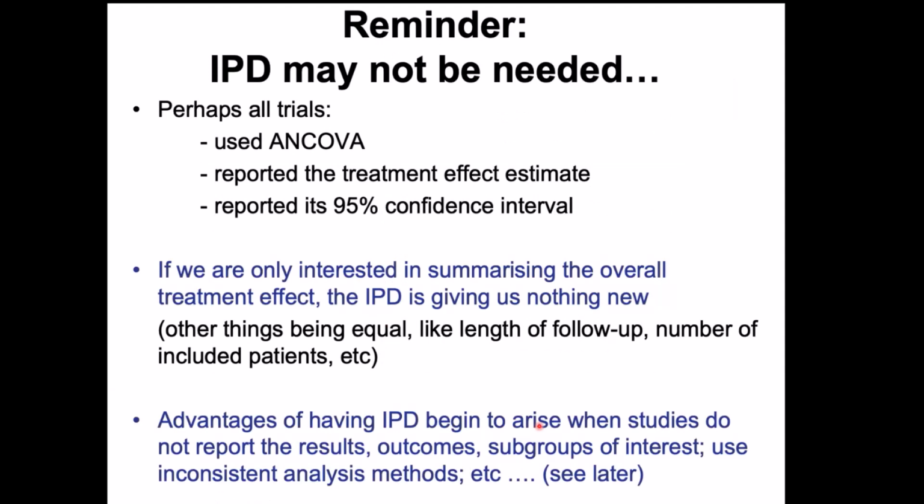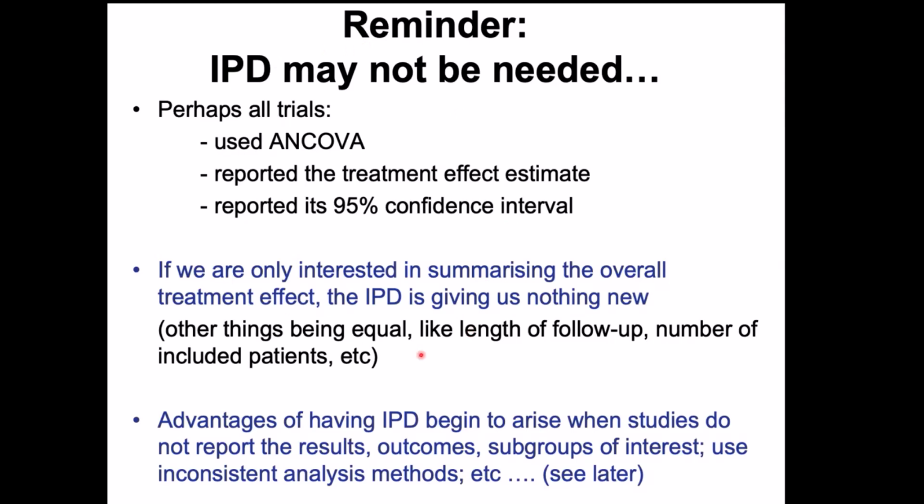So remember what I said at the start, do we need IPD from all trials? Well, maybe not. Maybe actually most trials had used an analysis of covariance. They'd adjusted for baseline. Maybe they had reported the treatment effect estimate and given me the confidence interval. Maybe I'm not interested in going beyond the overall treatment effect. So in that situation, did I really need to do an IPD meta-analysis?